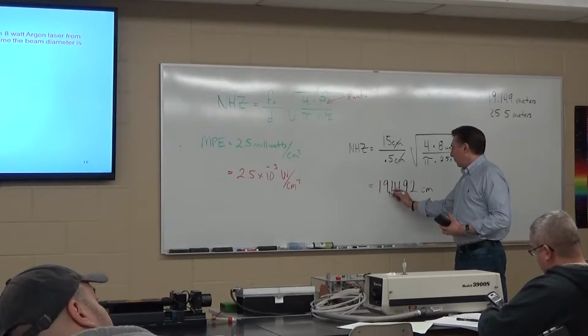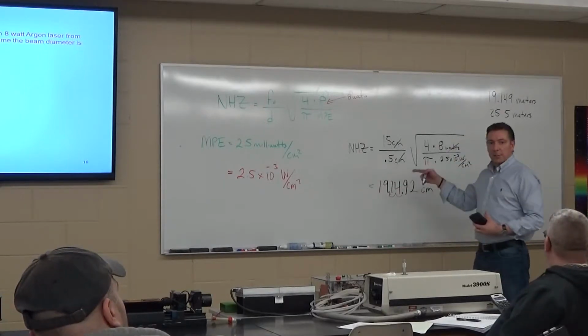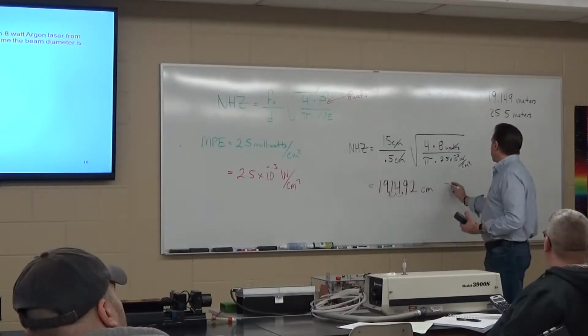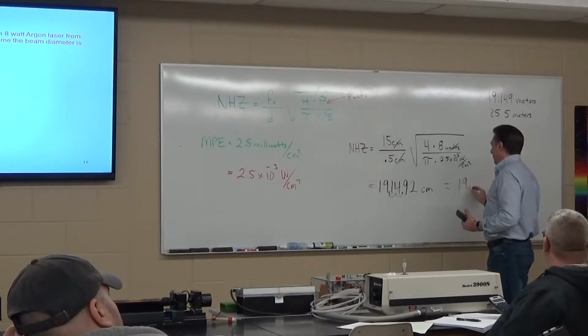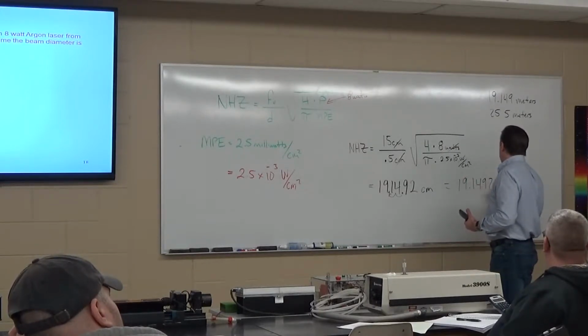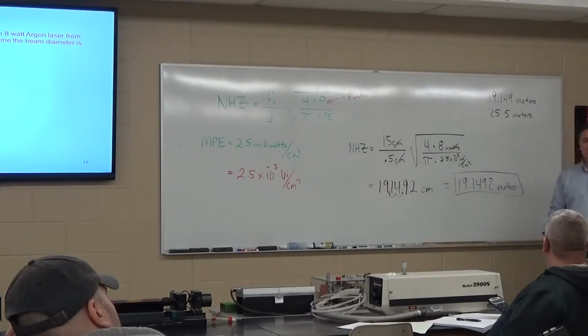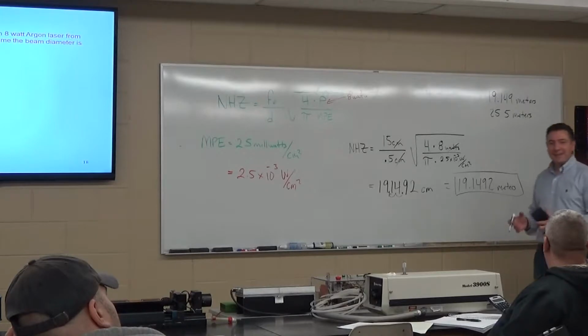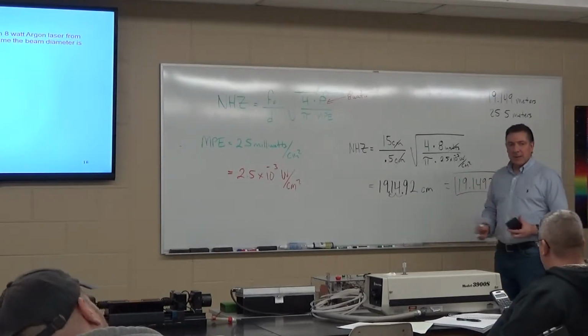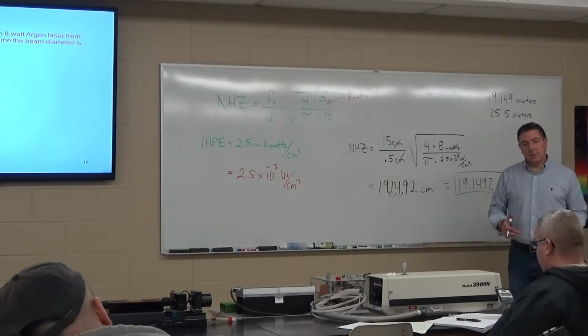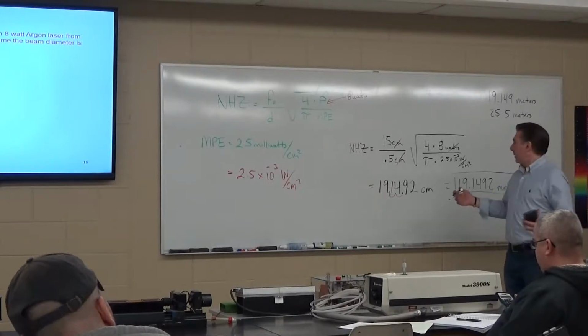If we move this decimal point to the left by 2, because there's 100 centimeters in a meter, we end up with 19.1492 meters. Good. The only thing I did was, instead of the 5, I put it as a 50, so it would just bring me straight to meters.